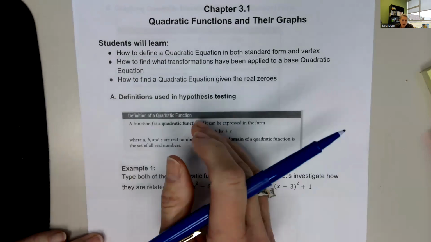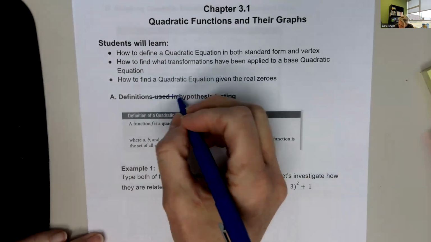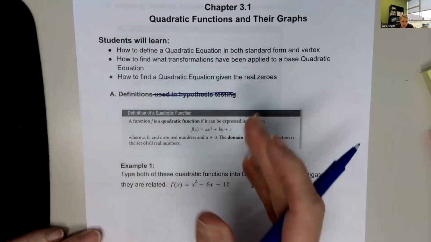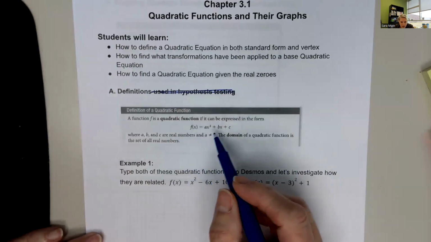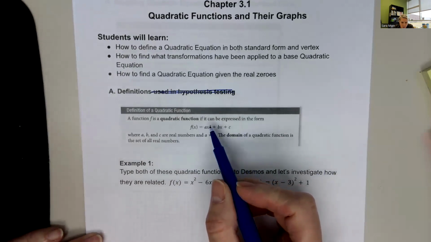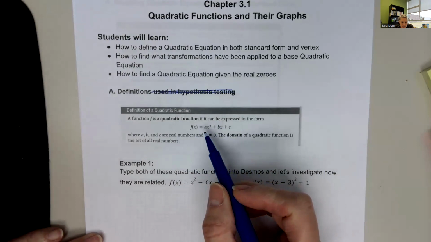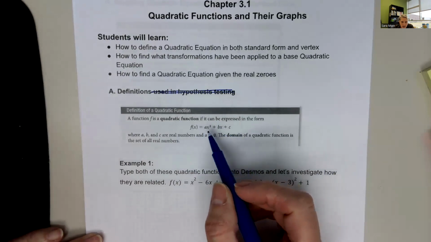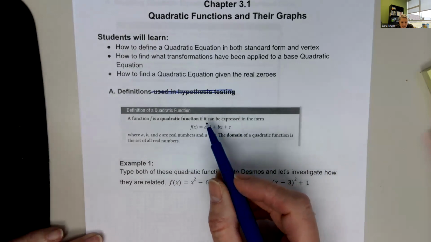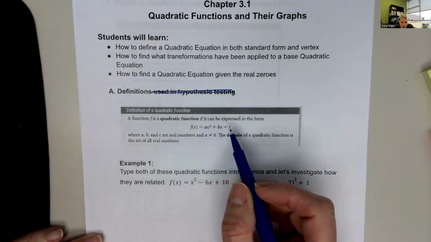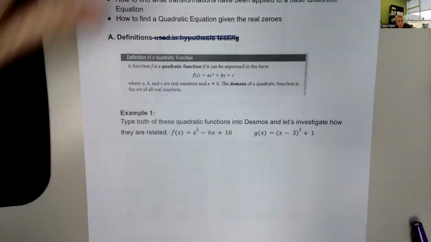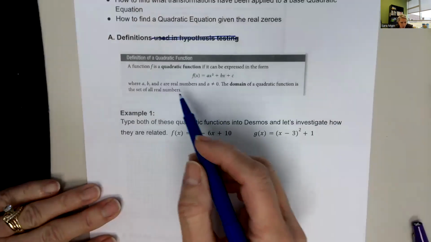So the first thing we want to look at is the definition. Yours will say, what is a quadratic function? A quadratic function is a function whose highest term has a power of 2. It is written ax squared plus bx plus c, so there's an x squared term, an x term, and a constant term. The domain of a quadratic function is the set of all real numbers.